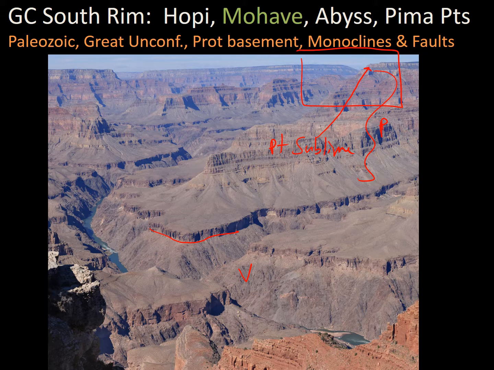And we're also going to be looking at and understanding why we have this sort of dip here, why these rocks are folded off to our right. In terms of the name, that area is called the Mohave Saddle. We'll come back to that when we come to Pima Viewpoint.